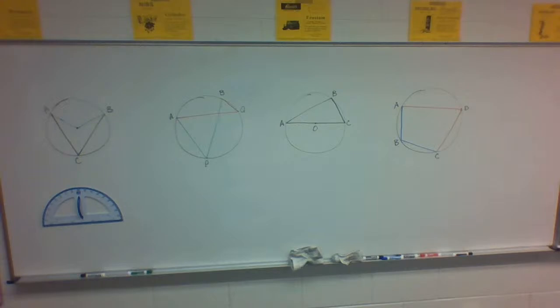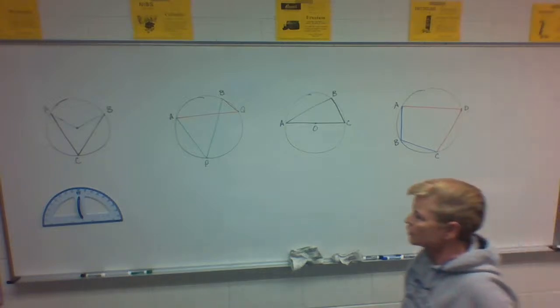A corollary is another truth, at least in math anyway, another truth that falls easily on the heels of a major big truth. So we're going to have a big major theorem called inscribed angles. It's very easy. And then there will be 3 other conclusions we can draw from that. So here we go. First of all, you need to know what an inscribed angle is.